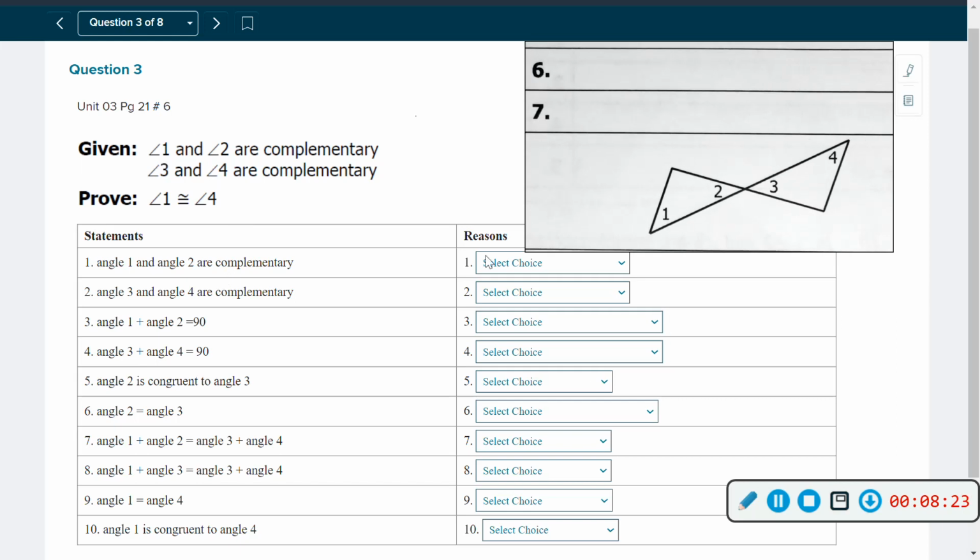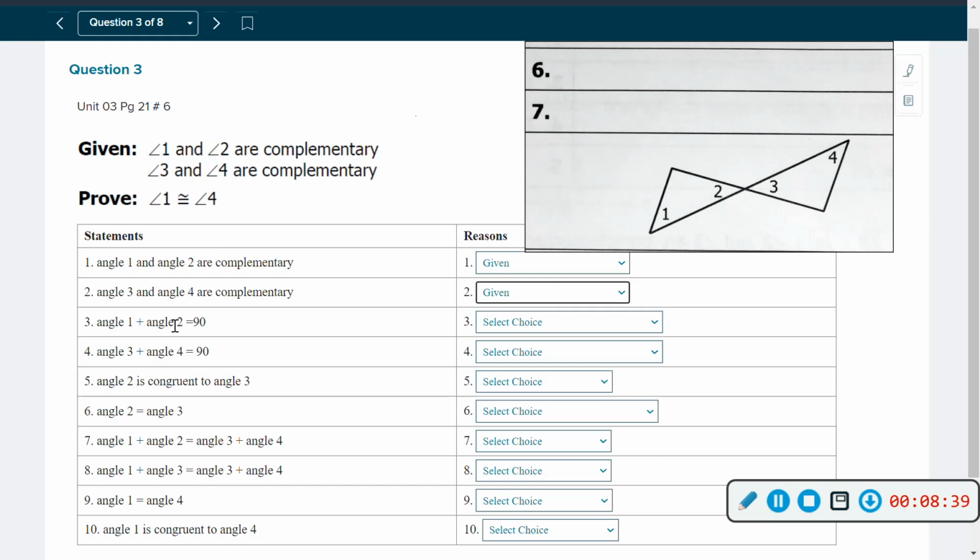All right, so 1 and 2 are complementary. That was the first given. Awesome. Then they said 3 and 4 are complementary. Oh, good, that's another given. Fabulous. Now, as of so far, we haven't said anything was equal, so there's nothing really much to mark up right now. All right, let's keep going.